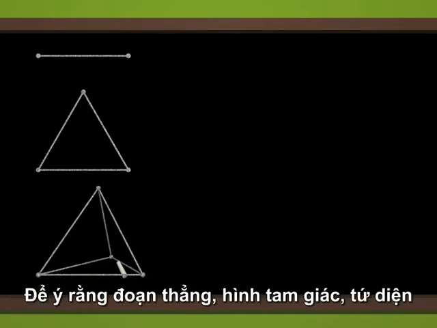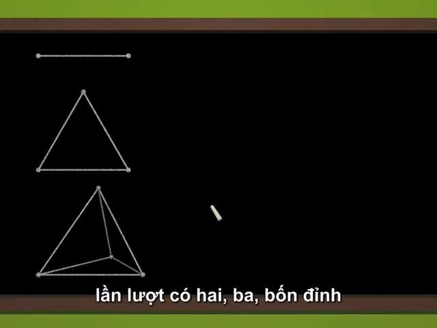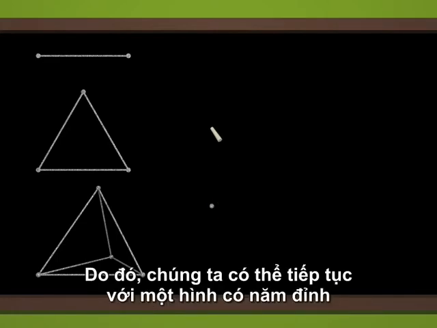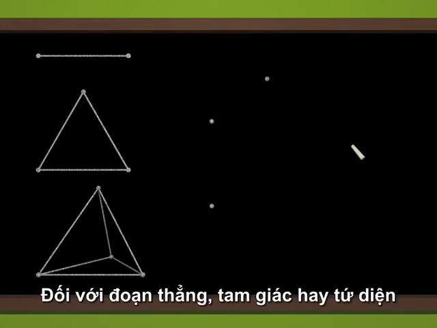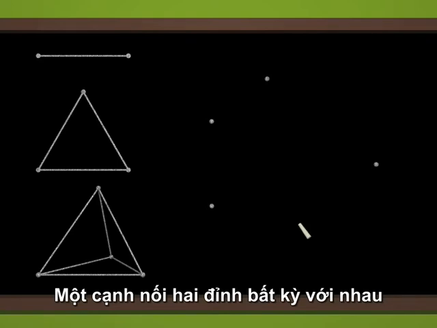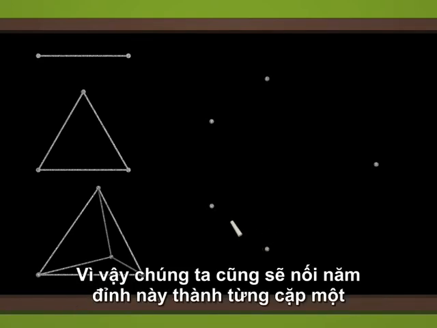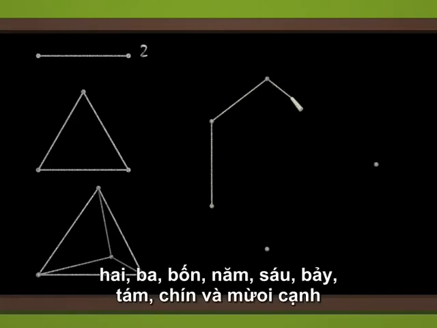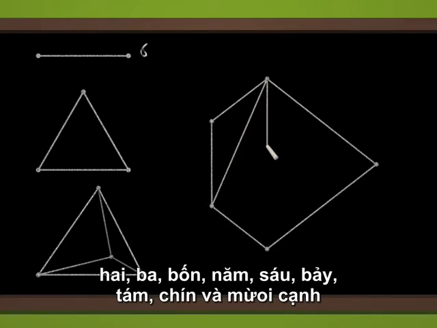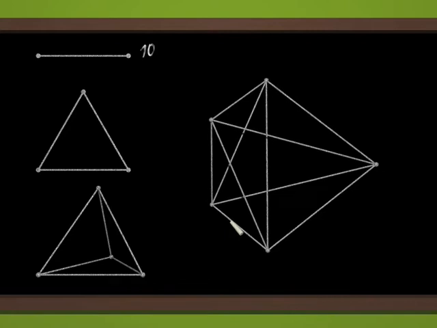Observe that the segment, the triangle and the tetrahedron have 2, 3 and 4 vertices respectively. Therefore, we can try to continue with 5 vertices. Let's go then. For the segment, the triangle or the tetrahedron, an edge connects each pair of vertices. So we have to connect the 5 vertices in pairs. We count 1 edge, 2, 3, 4, 5, 6, 7, 8, 9, and 10 edges.